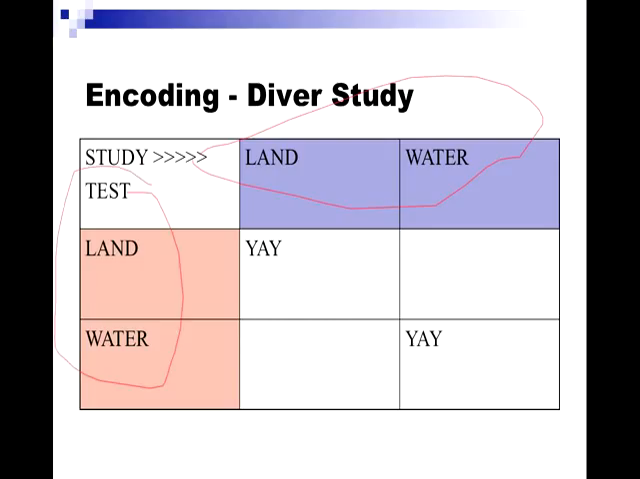So what happened is if I studied on land, I got tested on land, I did really good. Yay! If I studied underwater and I got tested underwater, I also did really good. Yay! If you mixed and matched, boo, not good. Okay. So this is sort of a classic study on encoding specificity, meaning that the test and studying and retrieval procedures should be the same.